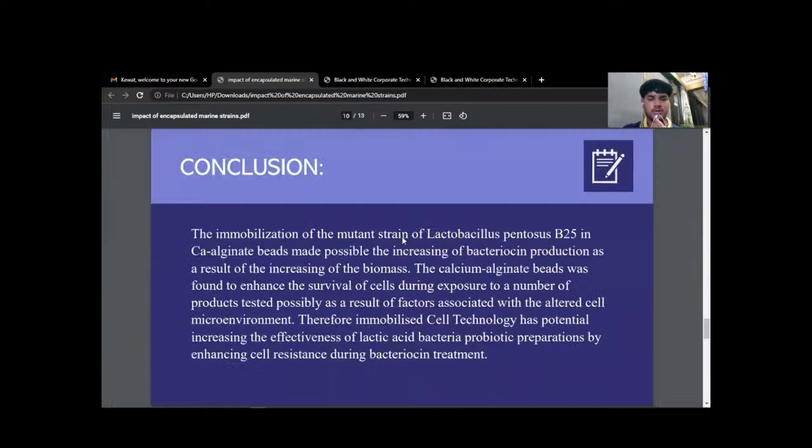Conclusion. The immobilization of mutant strains of Lactobacillus pentosus B25 in calcium alginate beads made possible the increase of bacteriocin production as a result of the increasing biomass. The calcium alginate beads were found to enhance cell survival during exposure to a number of products tested, possibly as a result of factors associated with the altered cell microenvironment. Therefore, immobilized cell technology has the potential of increasing the effectiveness of lactic acid bacteria probiotic preparations by enhancing cell resistance during bacteriocin treatment.